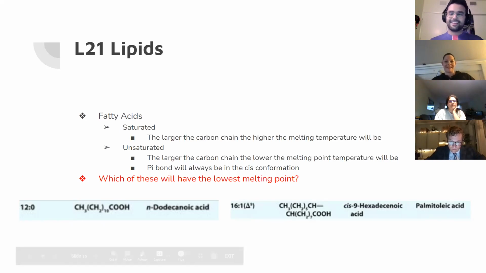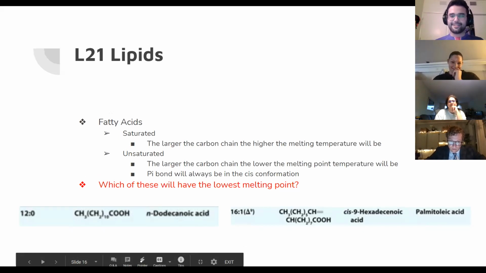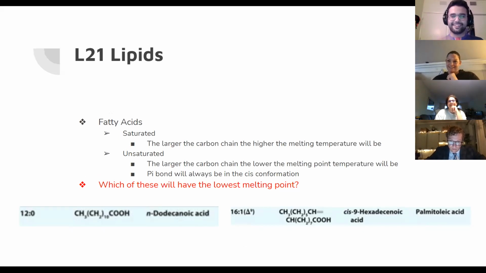Palmitoyl. Yeah, I got it. The palm acid. Yep. I love how Jaime just put the nomenclature, the signaling that there's a double bond there.